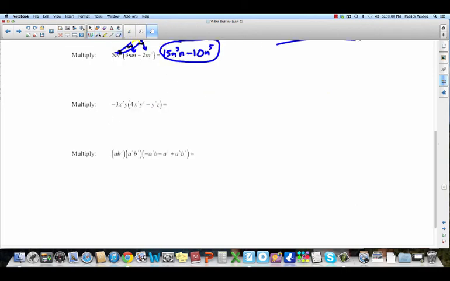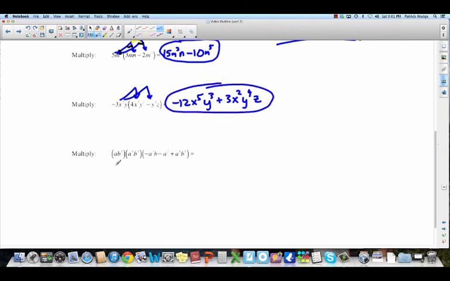Alright, next one. We have our monomial here, and we're going to have to draw two mountains again. So, first mountain, negative 3 times 4 is negative 12. X squared times x cubed is x to the 5th. Add the 2 and the 3, right? Y times y squared is y cubed if we add the exponents. Next mountain, negative 3 times negative 1 is positive 3. X squared times, oh, there is no x here, so it just stays as x squared. Y times y to the 3rd power is y to the 4th power. And then we still have a z. That's it.